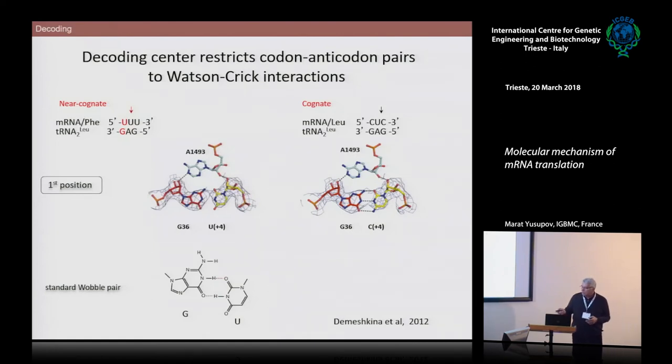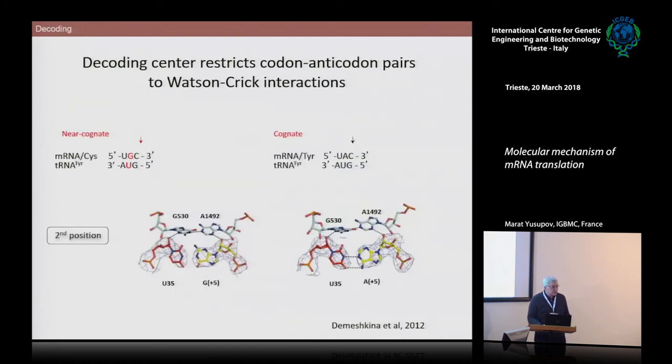A wobble pair is presented here. It's not the correct base pairing between G and U; it's a base pairing with a shift. So geometrically, it's very different. We can recognize by structural analysis this kind of pair or that kind of pair. So GU should be a wobble pair, but experimentally we found that the GU pair has exactly the correct geometry, like an AC pair. This is in the first position, and the same in the second position.